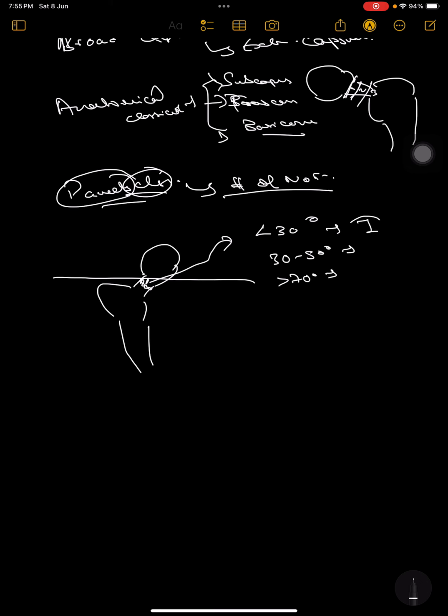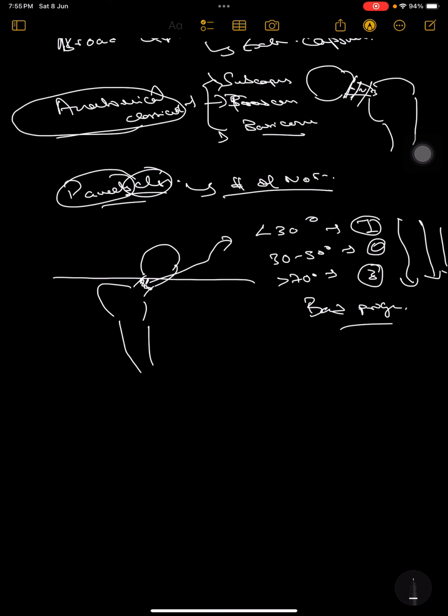So this is Powell's type 1, type 2, type 3. Remember, as the Powell's angle increases, the prognosis gets worse. And here in the anatomical classification, the best prognosis is the basicervical, because at this particular area the capsule ends, and this becomes extracapsular.